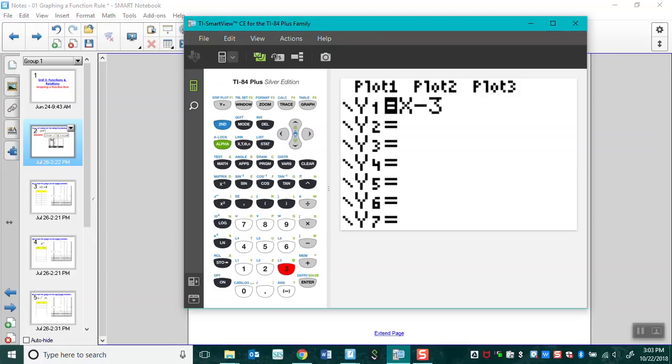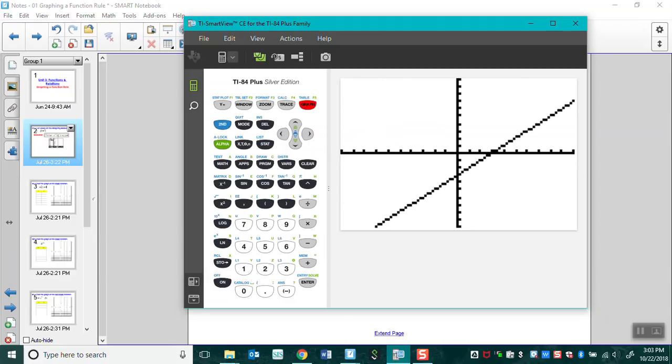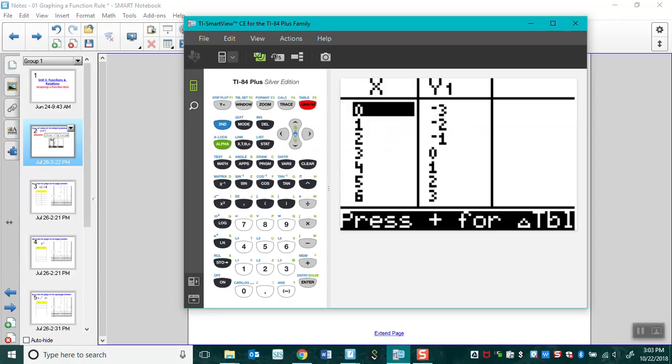And now if I want to see what this function looks like, I can hit the graph key, and I can see that it's a linear function, increasing as we go from left to right. But now I really want that table of values. So I'm going to hit second, graph, to get to the table. And now I have a table of all of the appropriate y values for my x values. And this is what we're going to use to graph those different functions.